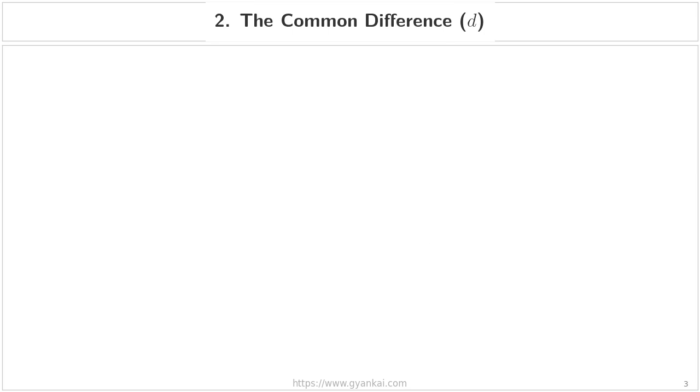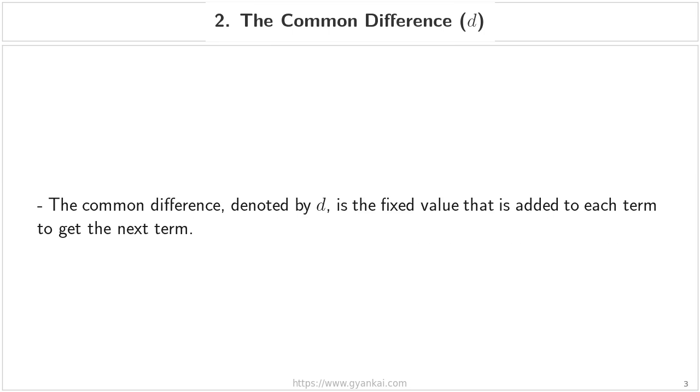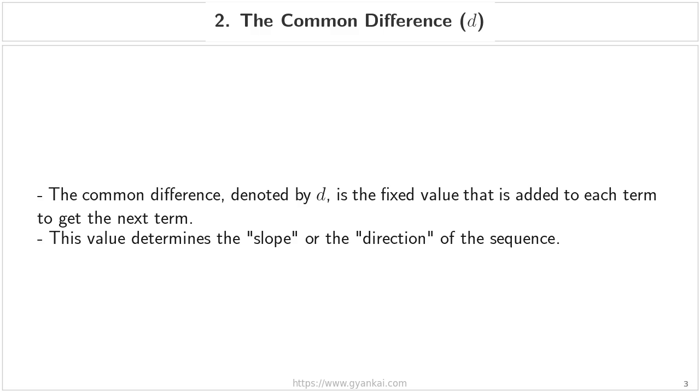2. The common difference. Now that we have established our starting point with the first term, let's look at our second essential building block, the common difference. We denote this value with the letter D. Think of the common difference as the rule for movement. It is the fixed value that we add to any given term to arrive at the very next term in the sequence. This value is incredibly important because it determines the slope or the overall direction of our sequence. You can think of it as the engine that drives the sequence forward.